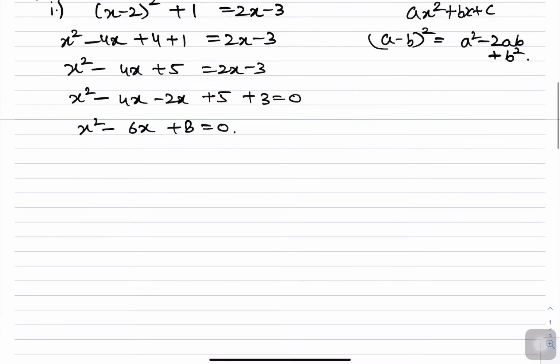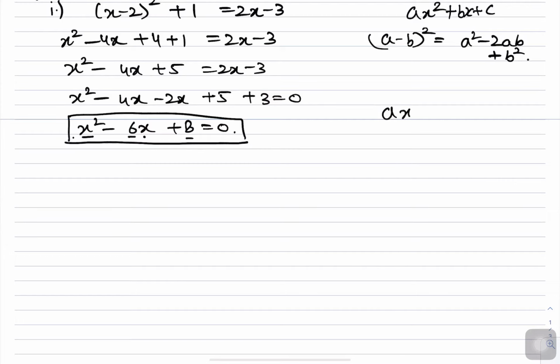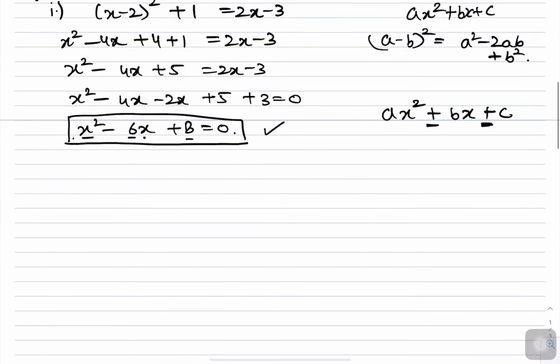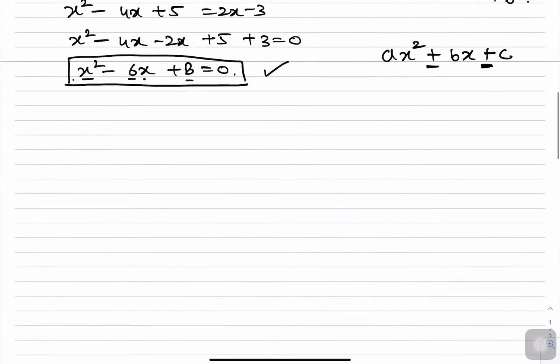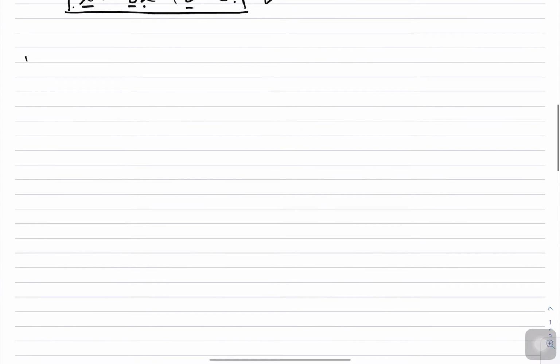This is the equation, and we can see that it is in the form ax square plus bx plus c. One thing you have to check: most students say that you are writing plus over here, but it can also be negative. There can also be a negative sign. There is no restriction. So we say that yes, it is a quadratic equation. Correct?